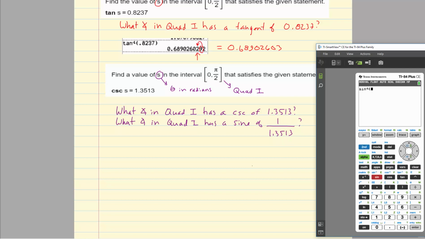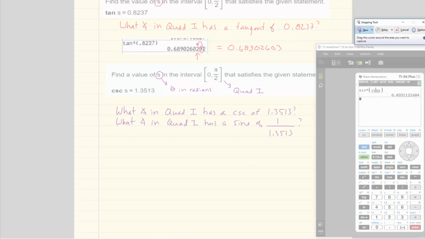And instead of putting in the 1.3513, I'll put in 1 over that for the reciprocal. So 1.35 goes into the denominator. And for this one then I get the 0.83311, etc. Let's go ahead and copy that, and we'll put that in our notes as well.